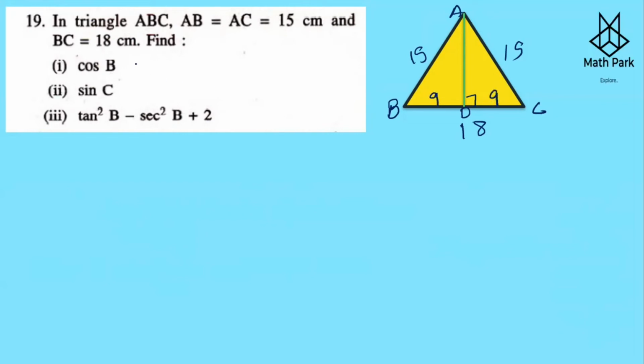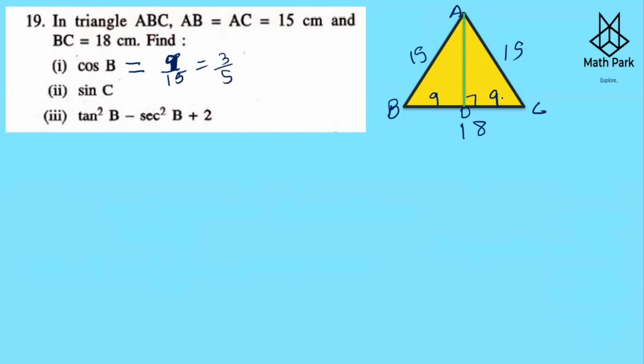So you are asked to find cos B. So cos B is adjacent upon hypotenuse, that is 8 upon 15. So, sorry, not 8. This is 9. Adjacent is 9 upon 15. So 9, which is 3 3s and 3 5s. So we got this as 3 by 5.